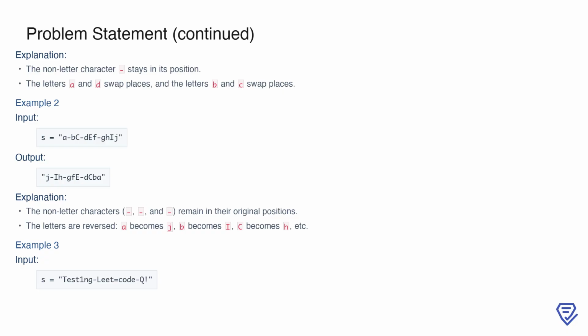The output for this input is JIHGFEDCBA. As you can see, all the non-letter characters, which include 3 hyphens, remain in their original positions. The letters, however, are reversed in order. For example, A becomes J, B becomes I, C becomes H, and so on, while maintaining their original case. This means uppercase letters stay uppercase, and lowercase letters stay lowercase.